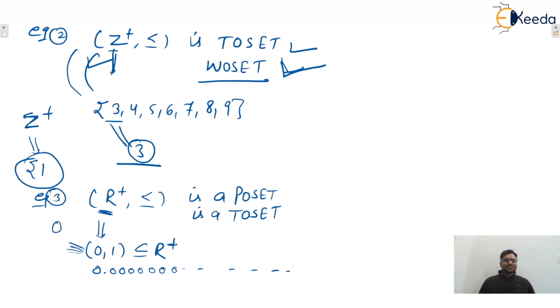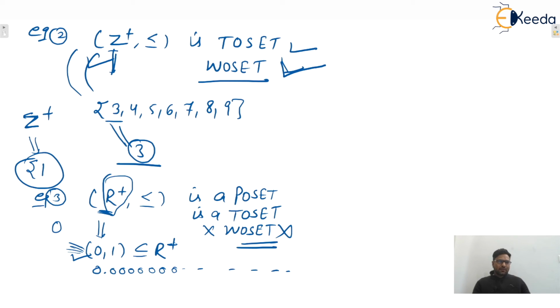So we don't know the least element, and 0 is not included here because R plus means positive real numbers, and 0 is neither positive nor negative, isn't it? That's why this is not a WO set, which means this is not a well ordered set.